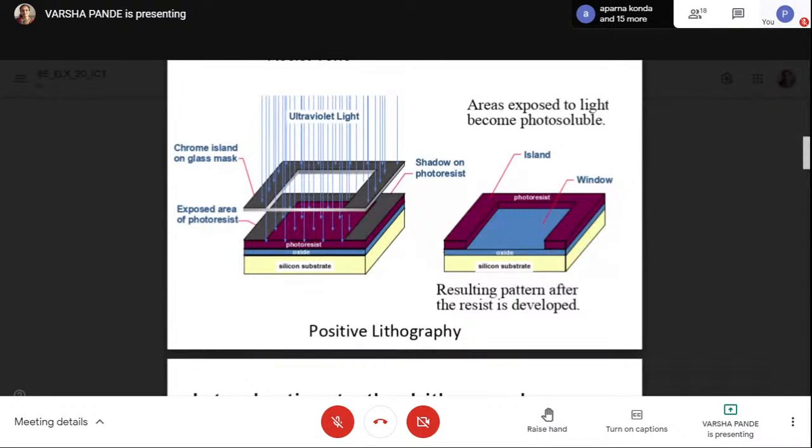Now, within that window you can add something. By using implantation or diffusion, you can do doping, or by using the deposition method you can deposit something, or by using the etching method you can etch the oxide layer within this window. Like this, once the window is created, you can add or subtract something.